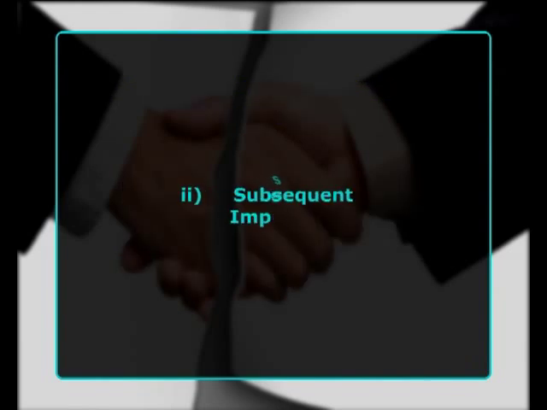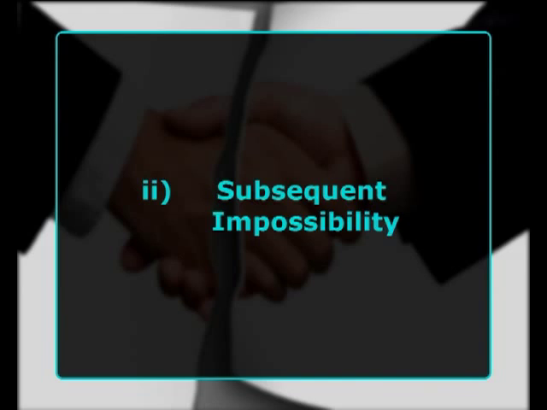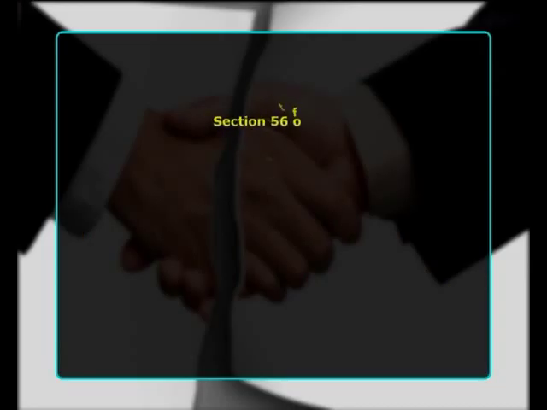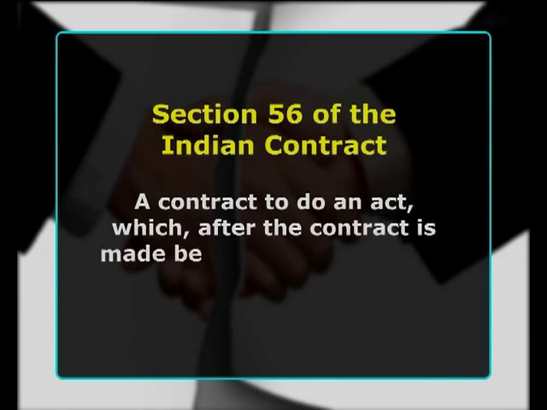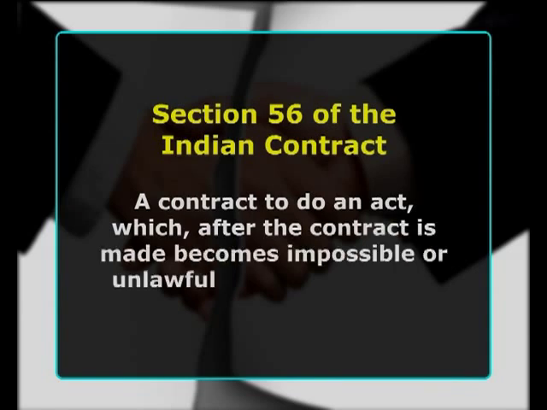Second category is subsequent impossibility. Sometimes a contract may be possible to perform when it is made, but afterwards something happens which makes the performance of the contract impossible or unlawful. Such an impossibility which arises later is known as subsequent impossibility. Cases of subsequent impossibility are also covered by Section 56, which declares that a contract to do an act which after the contract is made becomes impossible or unlawful to perform is void.